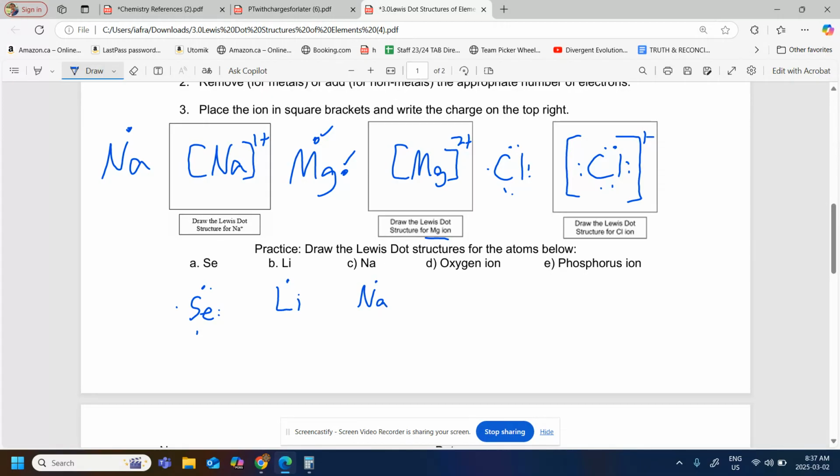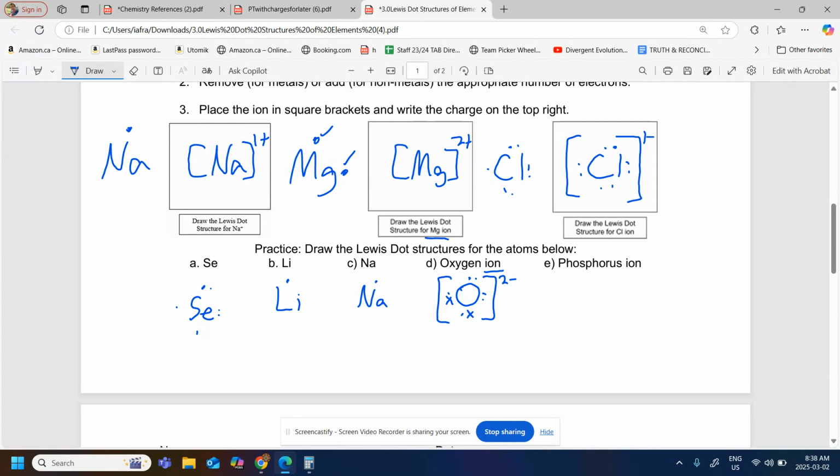Oxygen ion, this is different now. Oxygen is in group 16. So oxygen is 1, 2, 3, 4, 5, 6. We want the ion. For oxygen, we have to ask ourselves, is it easier to gain 2 to get to 8 or lose 6? It's easier to gain 2. So I'm going to draw this as x and x. You can draw them as dots, but I'm just putting them as x's to show you that I've added 2. So I'll put my square bracket here, and I'll put 2 minus.